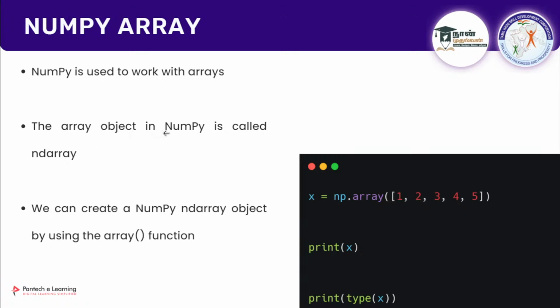The array object in NumPy is called ndarray, n-dimensional array. That is the full form. We have different dimensions in a NumPy array. We have 0-dimensional arrays, 1-dimensional, 2-dimensional, 3-dimensional, and multi-dimensional also. We can create a NumPy n-dimensional array object by using the array function, np.array.